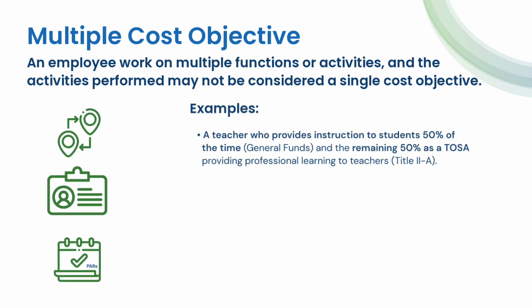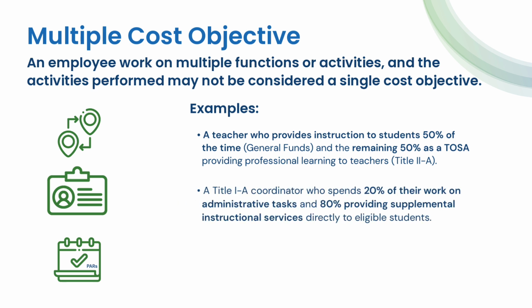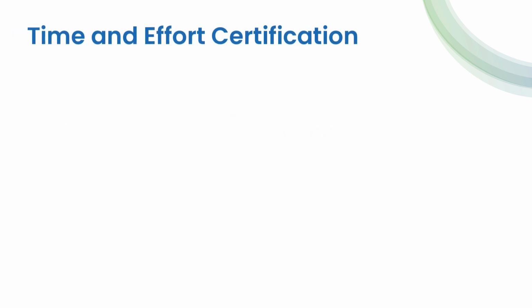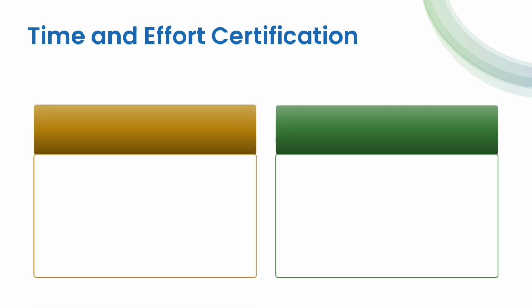Examples of a multiple cost objective include a teacher who provides instruction to students 50% of the time through general funds and spends the remaining 50% of the time as a TOSA, providing professional learning to teachers as part of Title II-A. A Title I-A coordinator who spends 20% of their work time on administrative tasks and 80% providing supplemental instructional services directly to eligible students. A budget or fiscal position or administrative assistant or clerical staff, whose job duties provide multiple functions to one or more eligible programs.